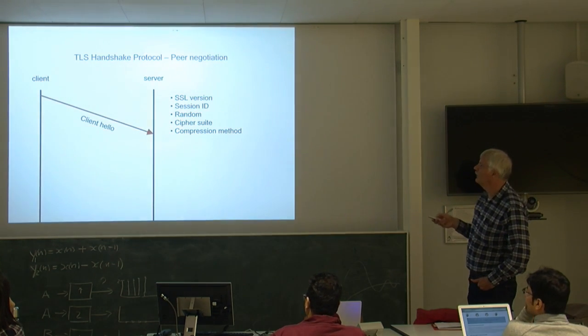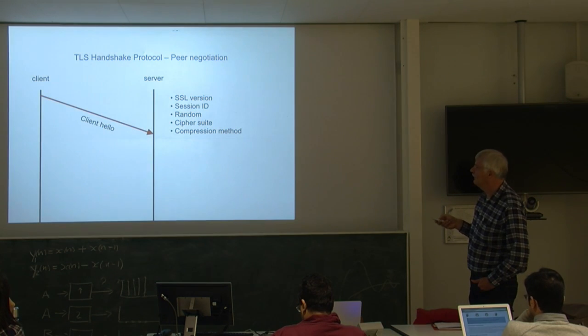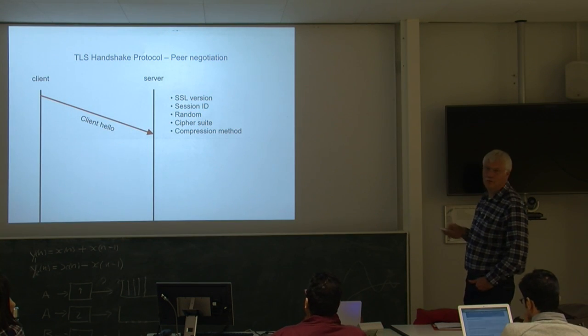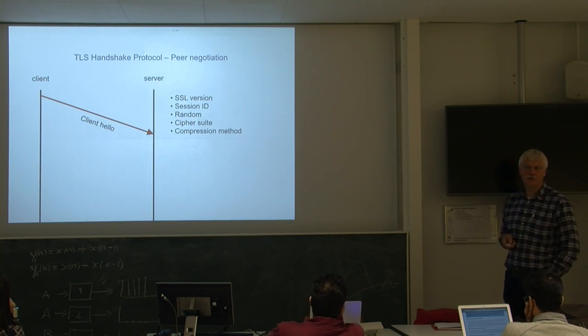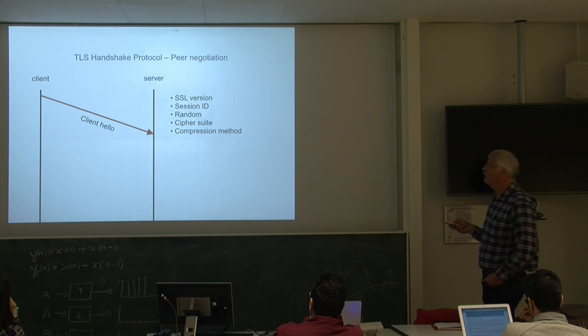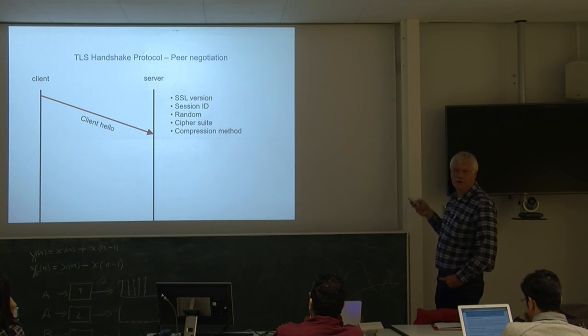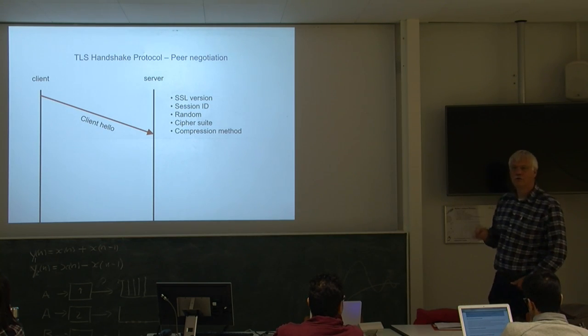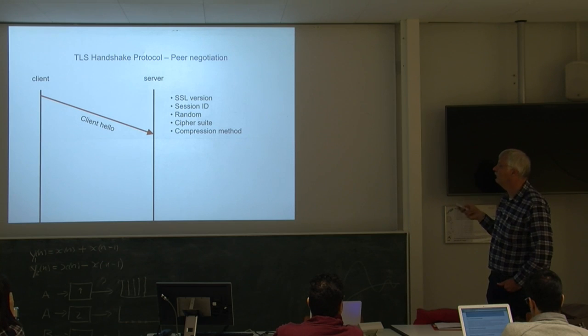How does it look? Okay, the client first sends a message, the client hello message. So if you open Wireshark, that's what you see. And it has a couple of things. The SSL version, I already told you that if you look at SSL TLS, numbering continues.